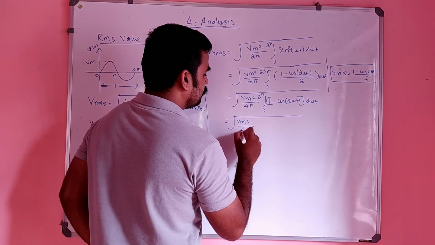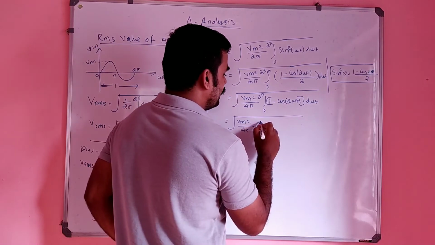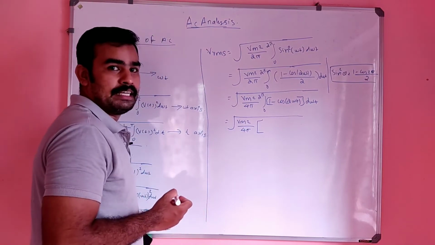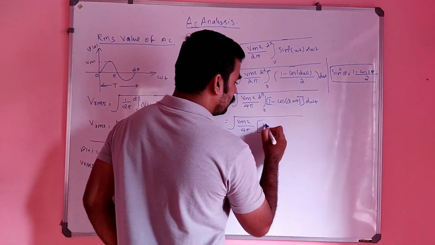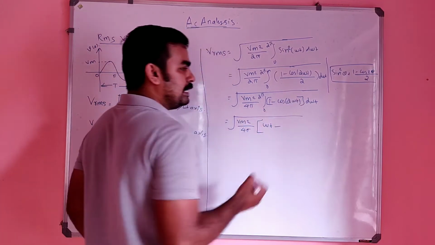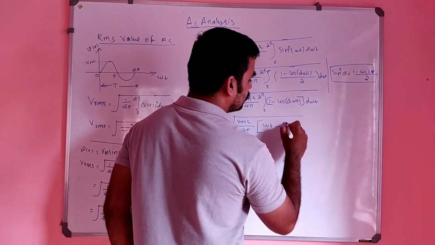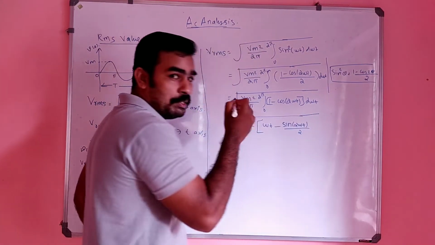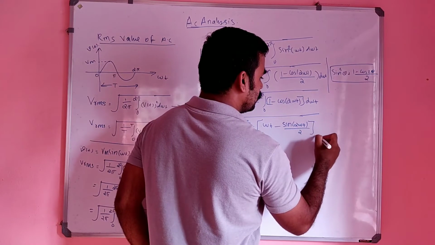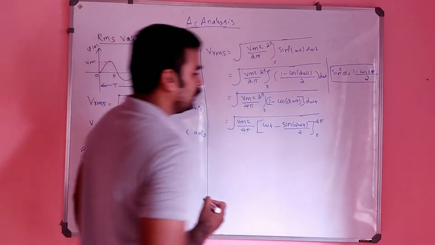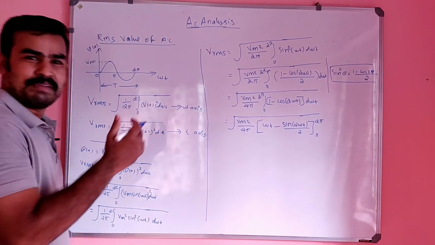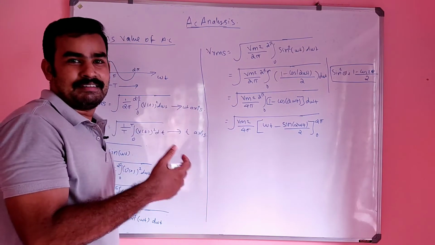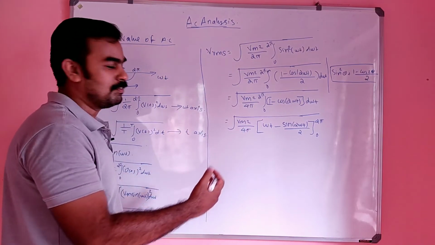Which is equal to Vm square divided by 4 pi, and what is the integration of 1 with respect to d omega t? We are integrating now, so the answer will be omega t minus, what is the integration of cos 2 omega t? It is nothing but sin of 2 omega t by 2. The limit is from 0 to 2 pi. This is basic integration now. I am not going into how it is obtained and what the integration rule is; I hope you already know this.